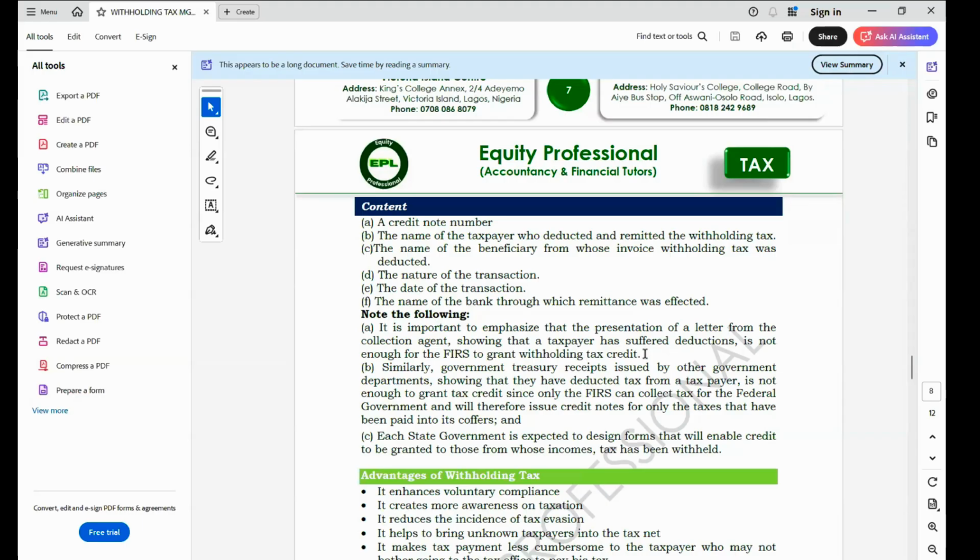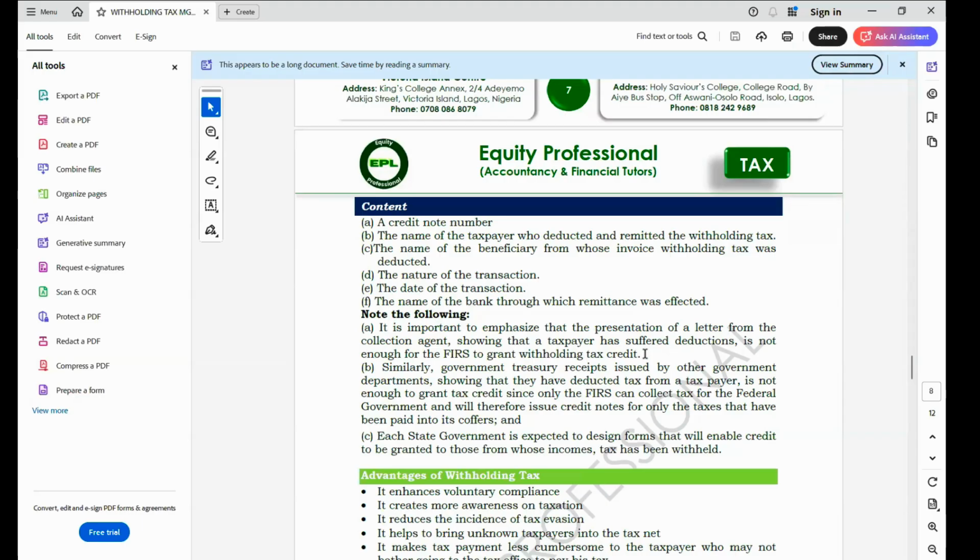Also, some of the government ministries, instead of giving a letter, give a receipt that shows that, yes, we have deducted money from this particular taxpayer. So a receipt given by the government agency also does not constitute a withholding tax credit note. Each state government is expected to design a form that will enable credit to be granted to those from whose income tax has been withheld. The law says that.